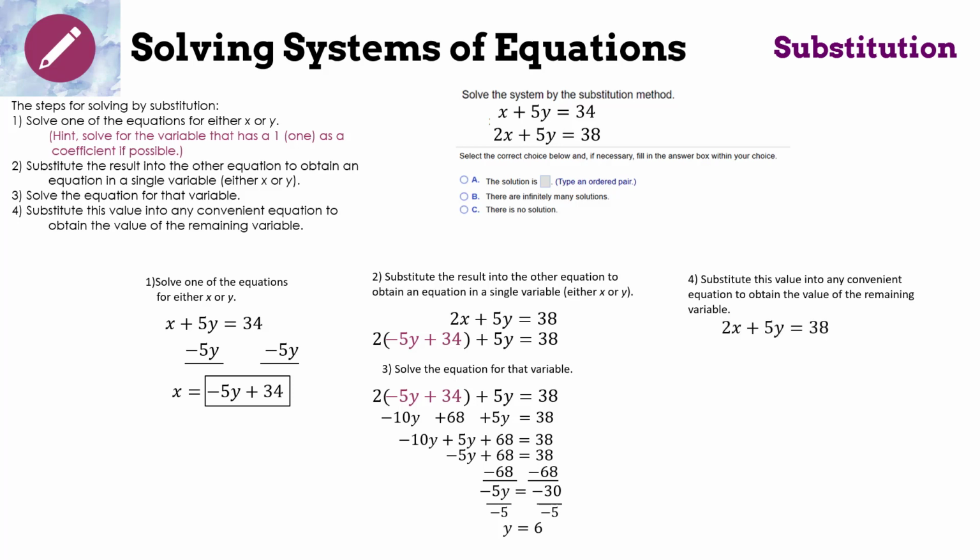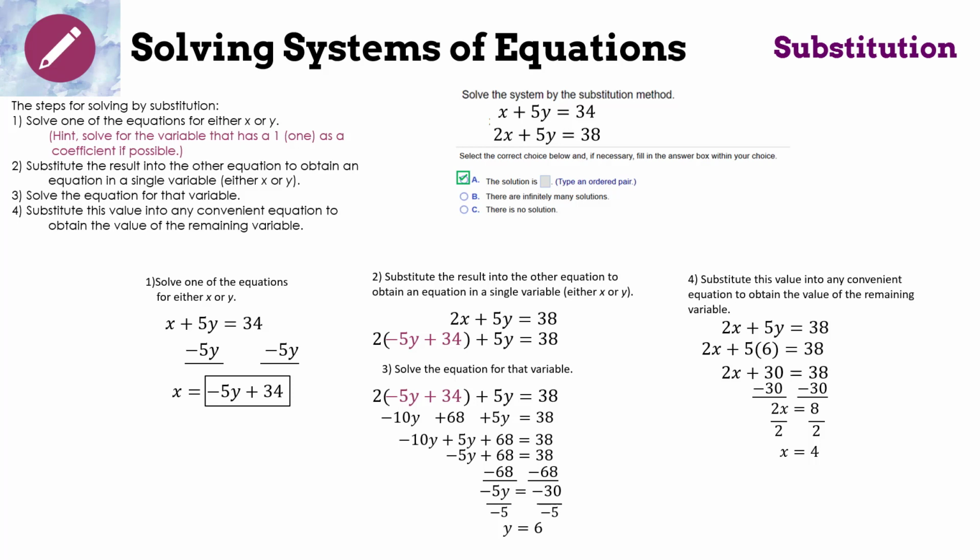I decided the second one. You can use the first one, it doesn't matter. But I'm going to substitute 6 in for my y. 5 times 6 is 30. I'm going to subtract 30 from both sides, divide by 2. All I'm doing is basic algebra here, okay? And then I get x is 4. My answer is A. There's a single solution.